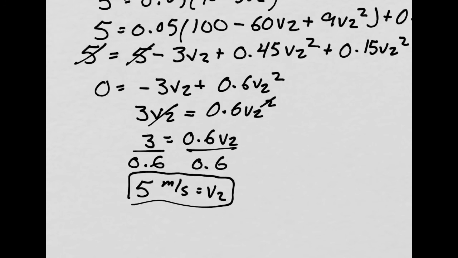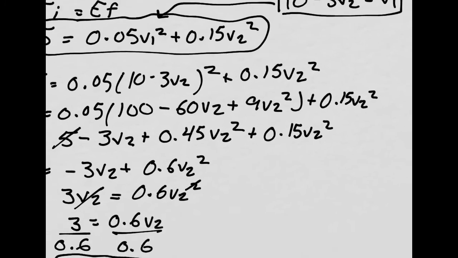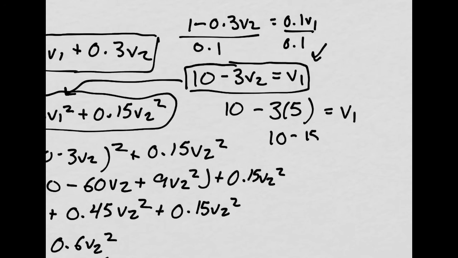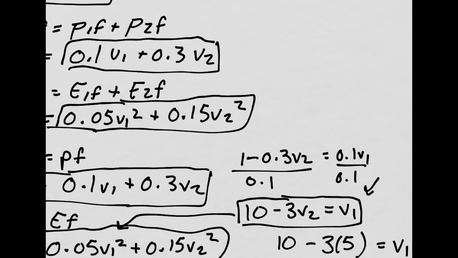We're then going to take this V2 and plug it back in here. So 10 minus 3 times 5 equals V1. So this is 10 minus 15. V1 is minus 5 meters per second. So it is case number 1, where it goes backwards.